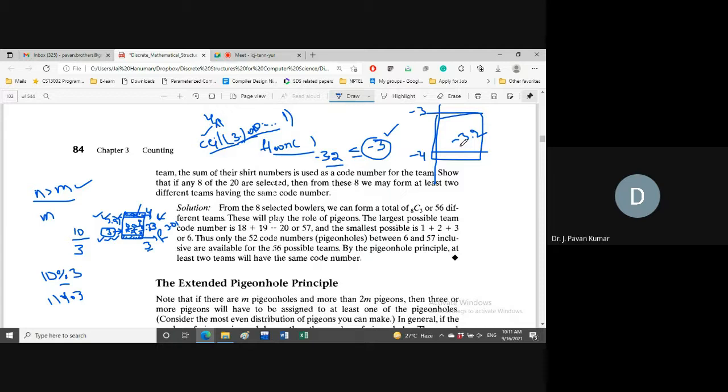The nearest integer which is greater than the given number, that is the ceiling. So -3 is the answer. The nearest integer which is less than the given number, that is -4. That is the floor. Floor of -3.2 is -4. Ceiling of -3.2 is -3.